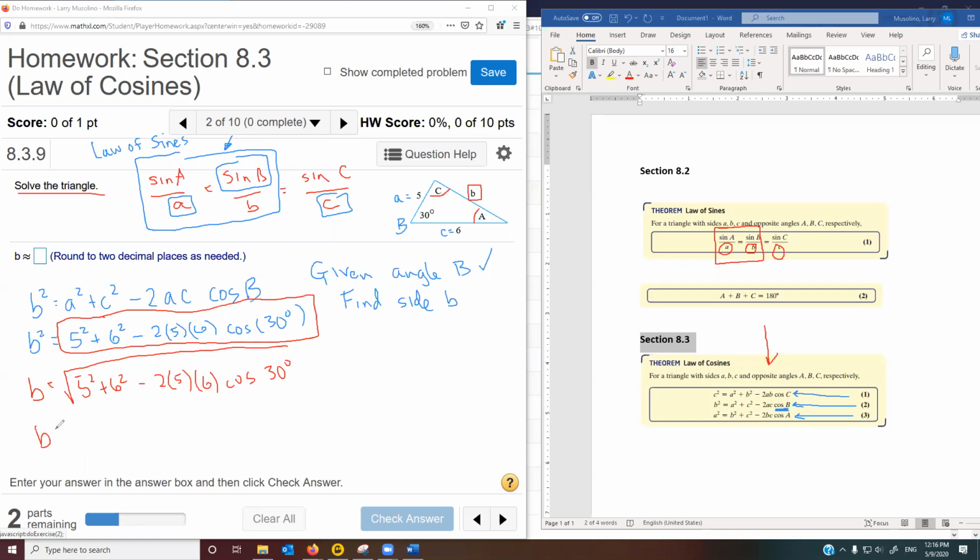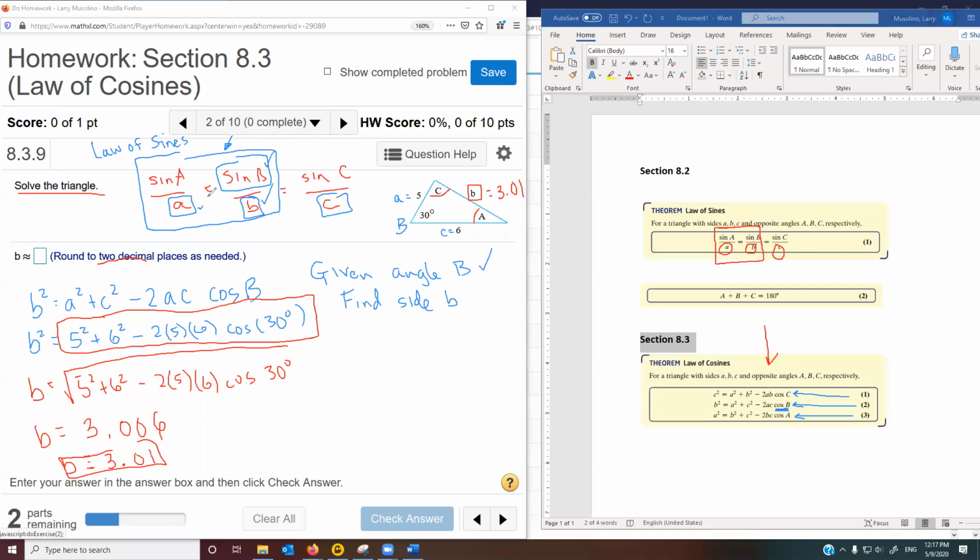And when I do this, I'm getting that B is 3.006. They want me to round to 2 decimal places. So it looks like our answer is B is 3.01. Okay, so now we know side B is 3.01. All right, well, let's go ahead and try to figure out some of these other angles now. Well, I just noticed that we figured out side B.